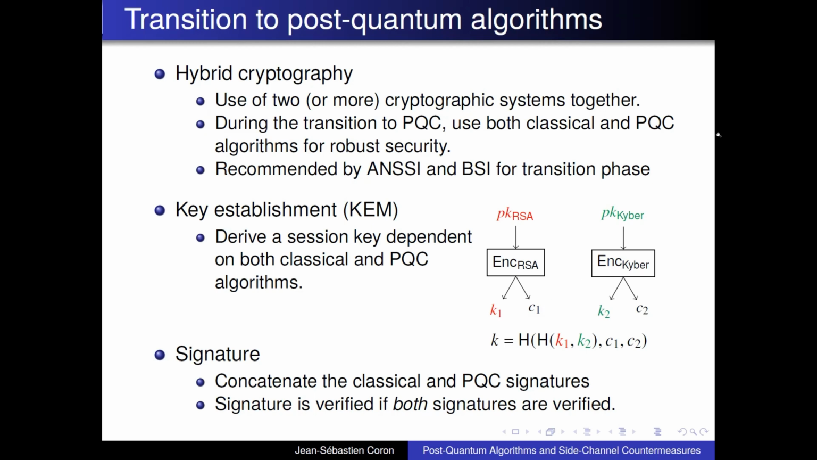And for signatures, that's the same approach. We simply concatenate the 2 signatures, the classical and the post-quantum signature. And in that case, the signature is verified if both signatures are verified.